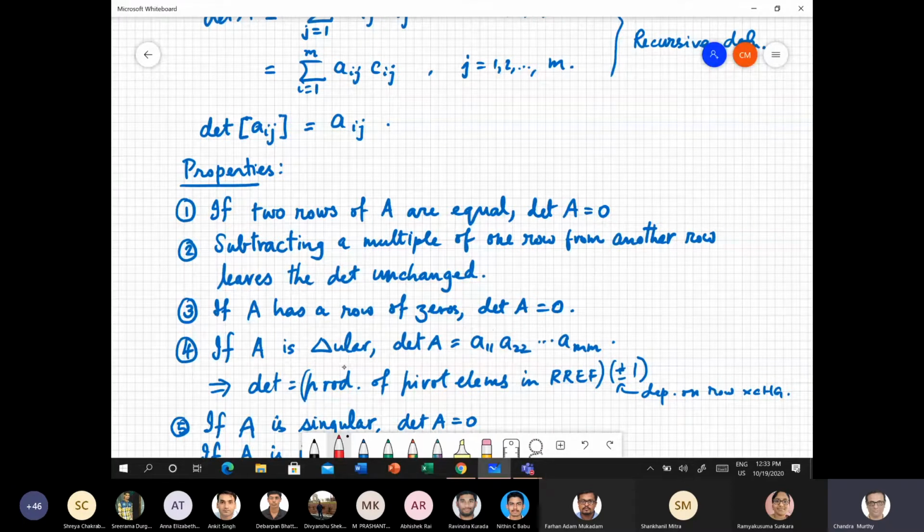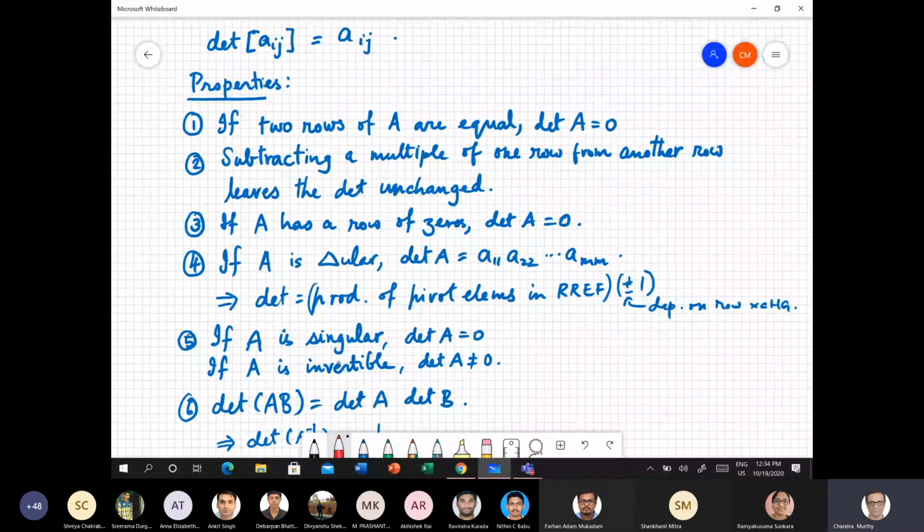If A is triangular, then the determinant of A is the product of its diagonal entries, which means that the determinant of a matrix is equal to the product of the pivot elements that appear when you compute the row reduced echelon form of the matrix, with an extra plus or minus 1 depending on how many row exchanges you did in order to compute this row reduced echelon form. If you didn't do any row exchanges, or if you did an even number of row exchanges, then it is plus 1. Otherwise, it's minus 1.